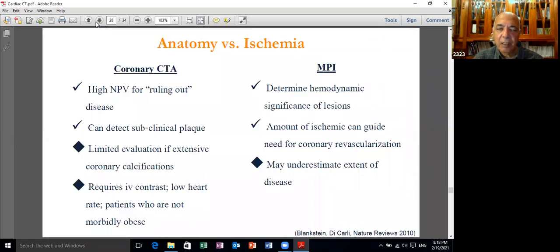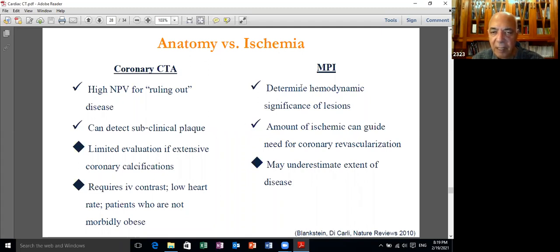So this compares an anatomical diagnosis with functional diagnosis. So CTA has a value in ruling out disease because of its very high negative predictive value. It can detect subclinical plaques, as we saw in the previous pictures. It is limited by extensive calcification of the coronaries, which interferes with the appropriate evaluation of the degree of stenosis. And obviously, it's limited also by the need for contrast agents and low heart rate. And the pictures are not that great in patients who are morbidly obese with BMI above 40.